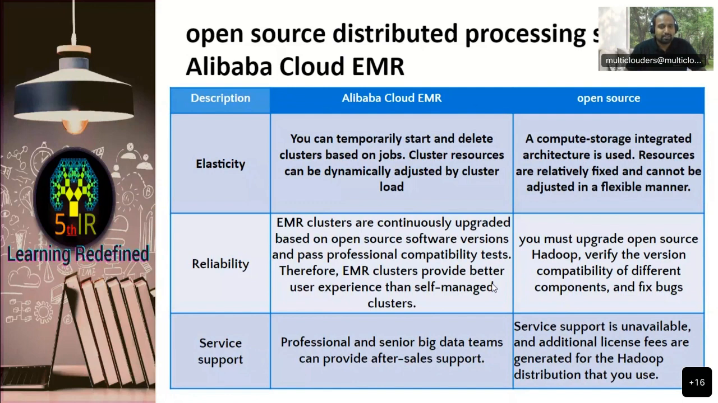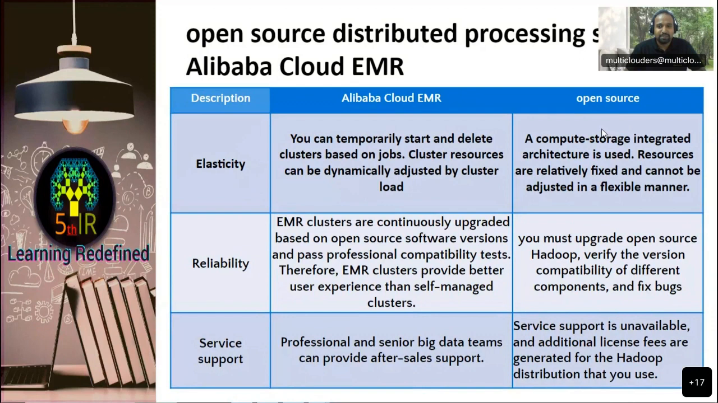But since the software updates will be done automatically by Alibaba Cloud, or the service provider, you do not have to do that. But in case of open source, what do you have to do? You have to do the upgrades and the software updates. Everything you have to do by yourself, and you have to fix any bugs. But in case of Alibaba Cloud Elastic MapReduce, it will be done by Alibaba Cloud.